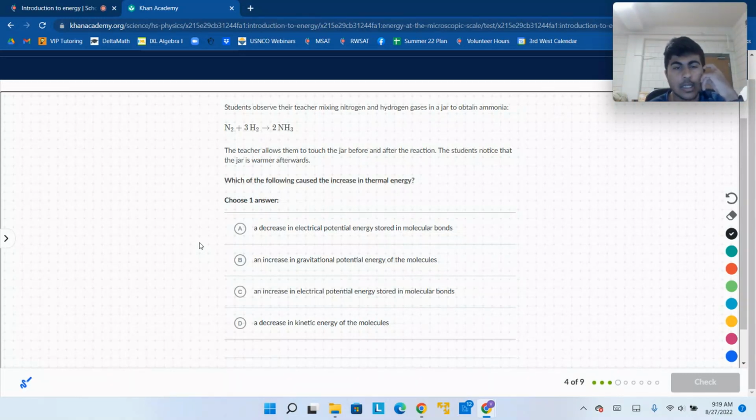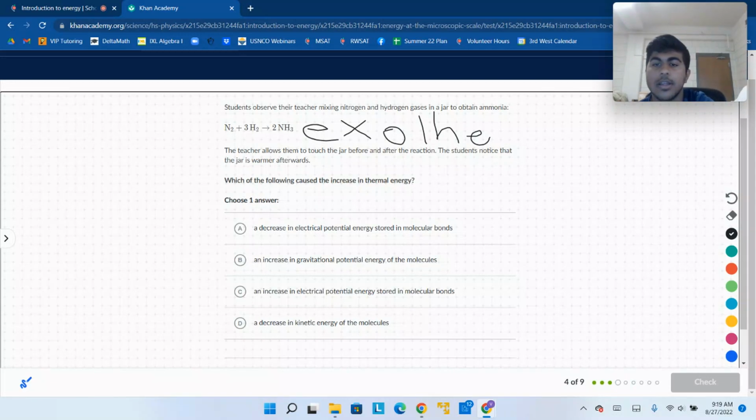Let's see. So what does this mean? This means that the reaction is going to be called exothermic. Right, this is using chemistry language. If you haven't taken chemistry, don't worry about it. But this is exothermic, meaning that it's going to release energy.